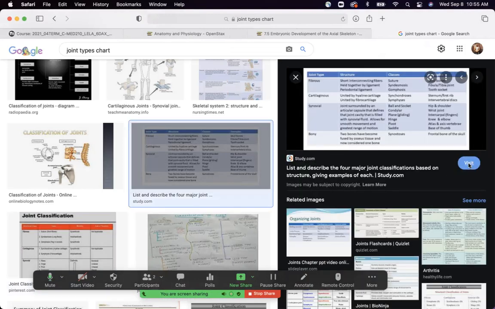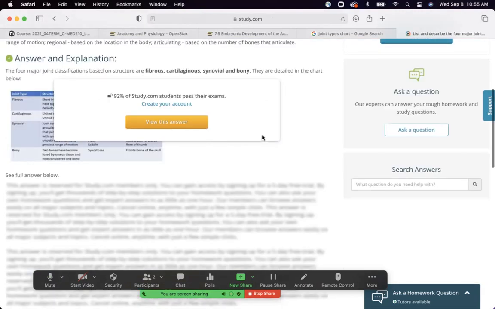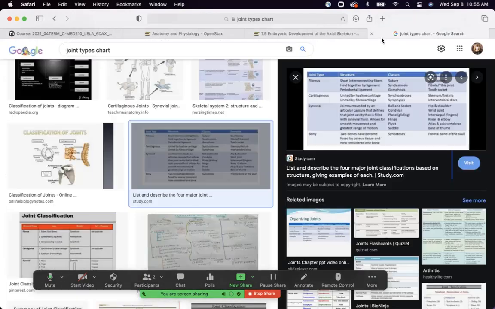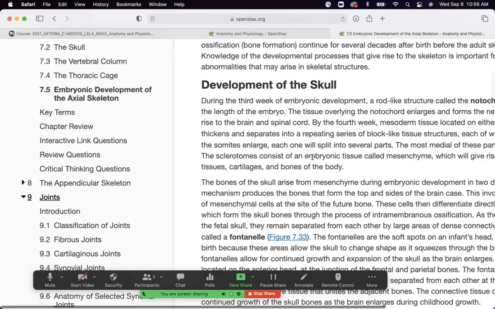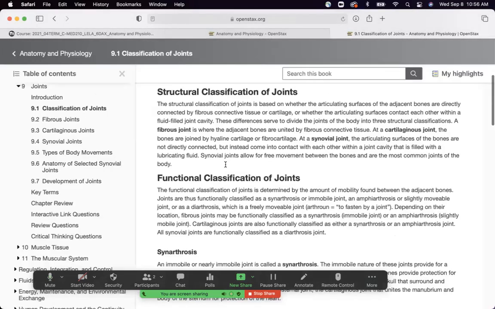And this might be better. Let's look at this. Oh, they're gonna make me do work. Okay, fine. Let's do work. Let me make my own chart.